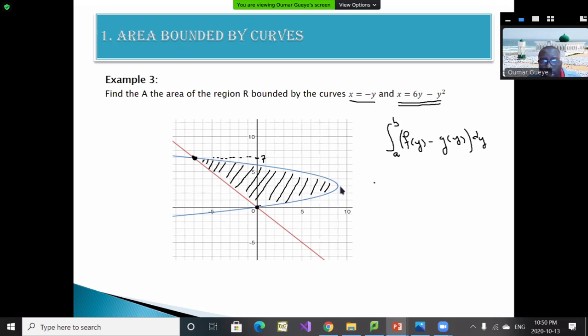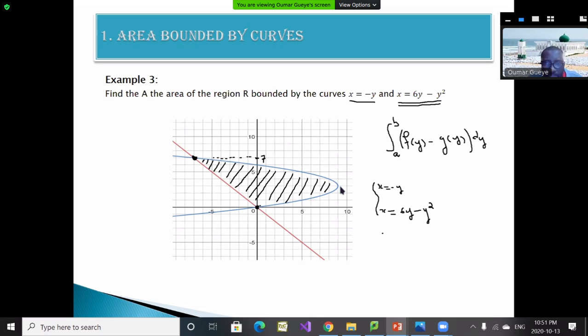I'm going to pick 1. So you have here the first equation, x is equal to minus y. And the second one, x equal to 6y minus y squared. What do you think? Which one is a greater function? 6y minus y squared. Exactly.